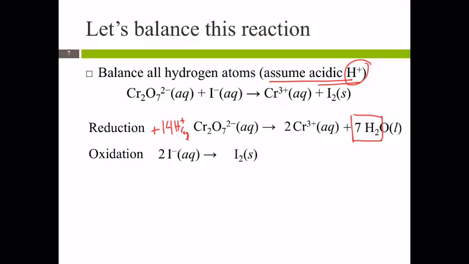We should write aqueous as well. And I think that that's a little more clearly animated here. Great. So now we're balanced with chromium, oxygen, hydrogen. Second reaction, just iodine. And then the last thing we have to do is what about charge?